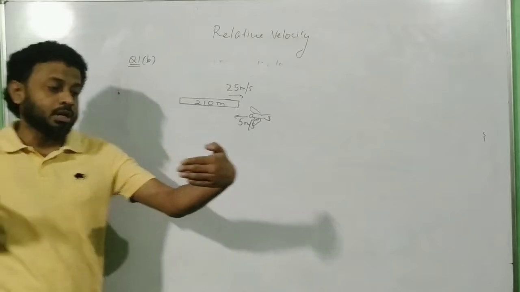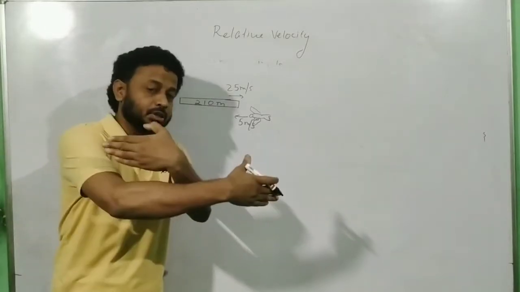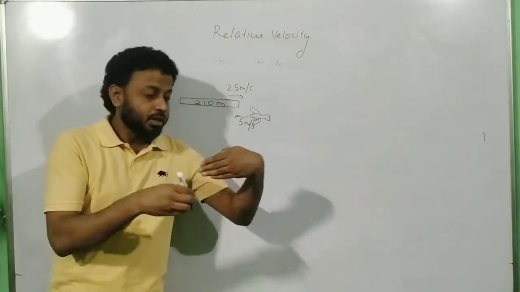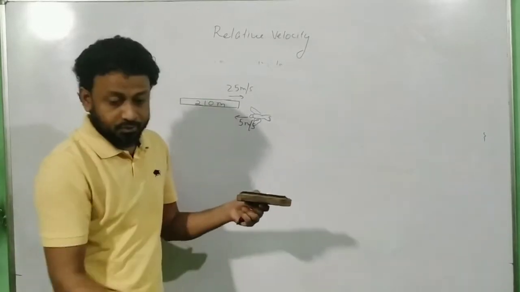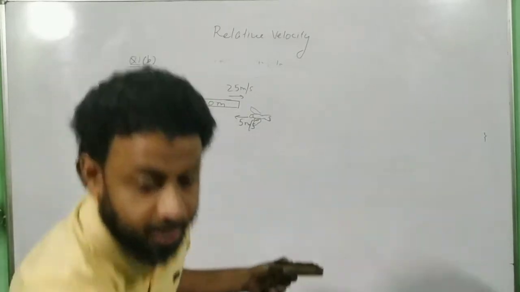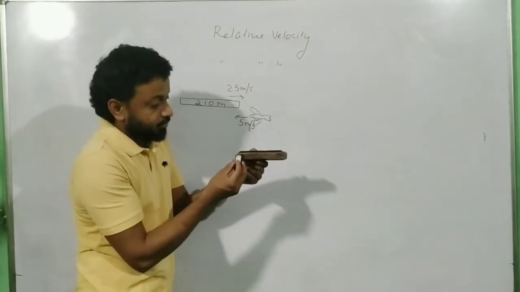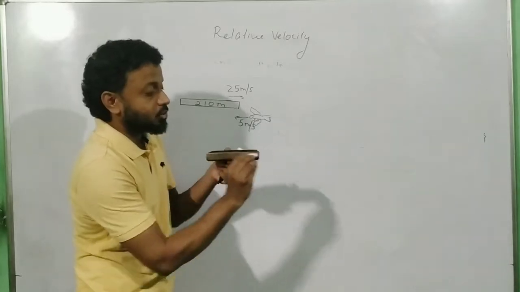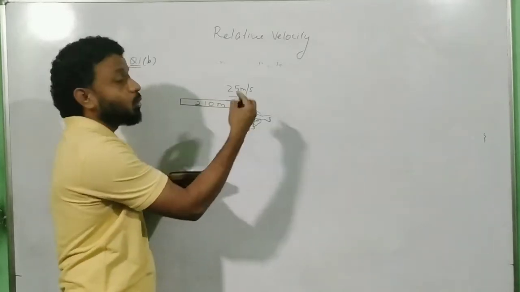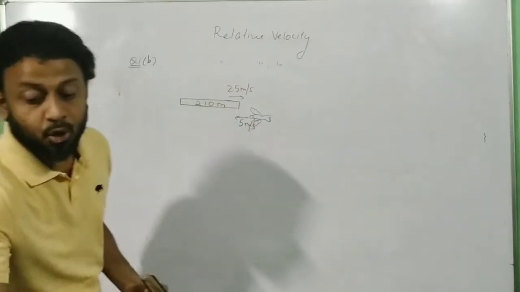It's not like two trains, where they overlap and then separate. Bird is bird. Suppose this is my train, and this finger tip, or say this cap, is the bird. It just starts from there and reaches over here. So it has to travel relatively how much distance? 210 meters, because the bird is a point object.